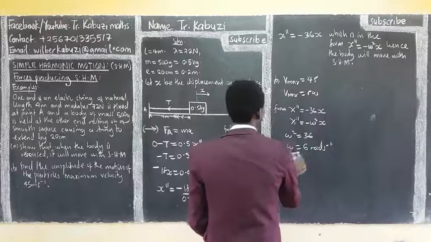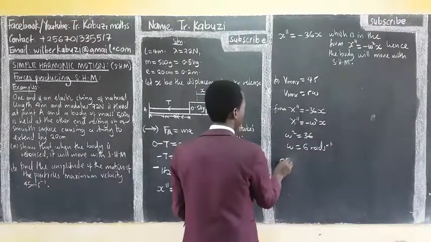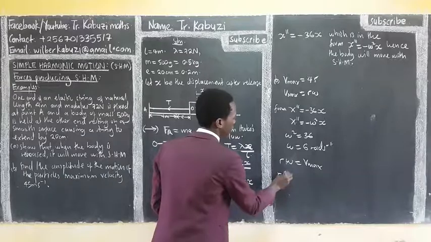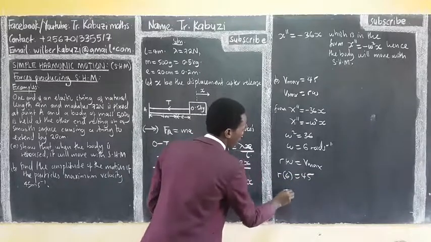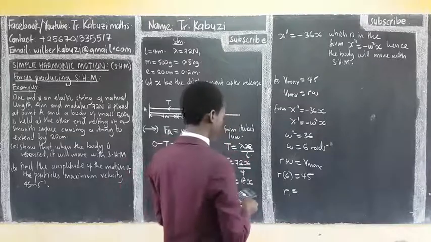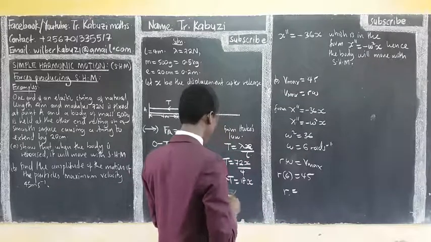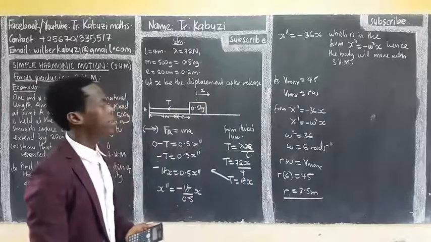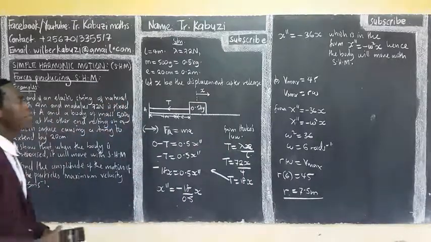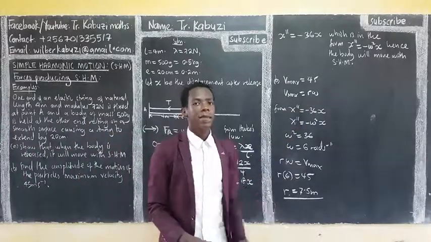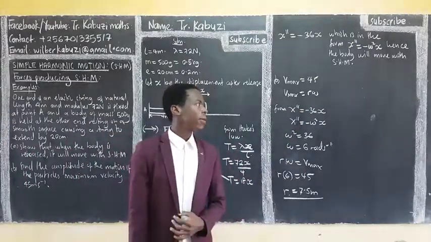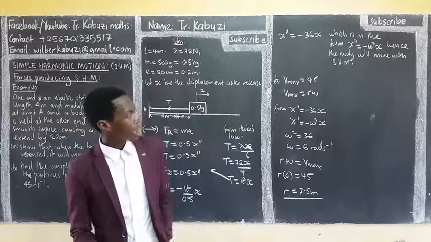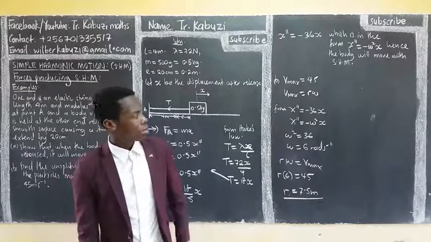If I substitute into V max, R times 6 equals 45. So my R is 45 divided by 6, which is 7.5 meters. That's the amplitude of the particle. This is the maximum velocity, which is why I'm able to use this. If they just tell you velocity, then you use v squared equals omega squared times R squared minus the displacement x squared. So that's it, members. I wish you well.